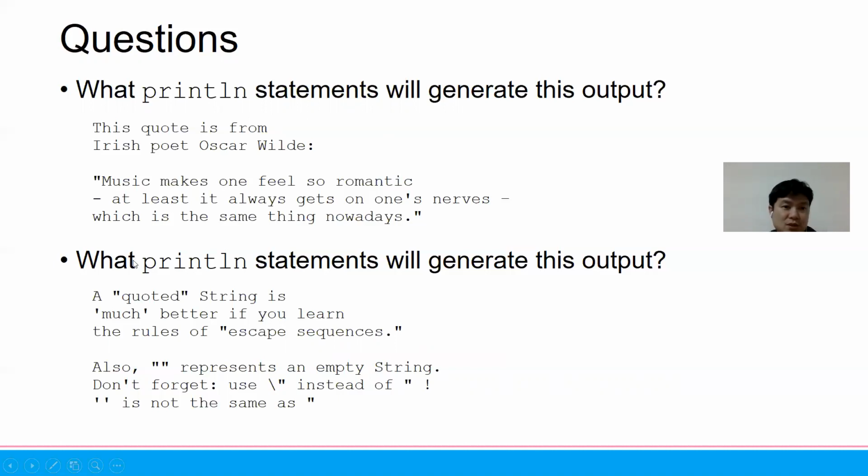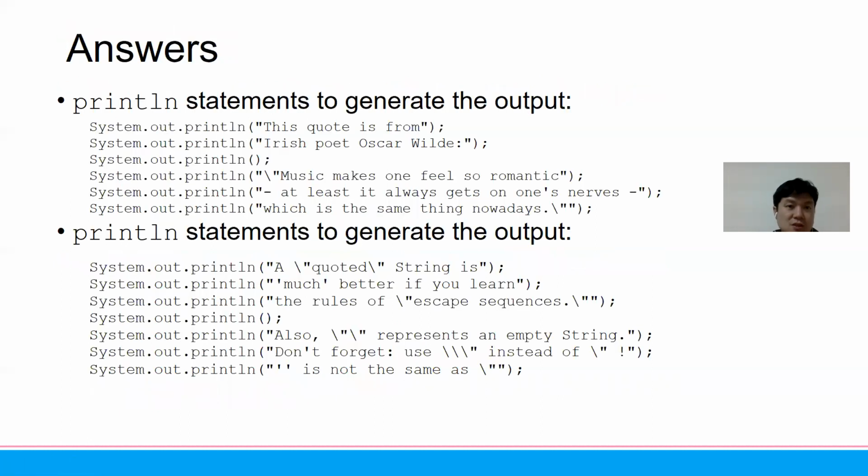The second question is also the same. It is about how print line statements will generate this output. So you have many quotes here, many double quotes here. So you need to figure out how you can print this one. Okay. So I just give you the answer. Okay, you can just follow the answer about this print line.